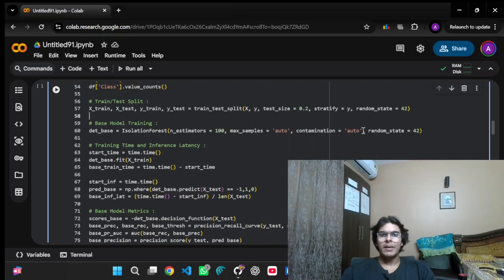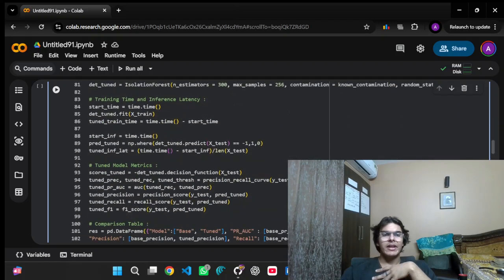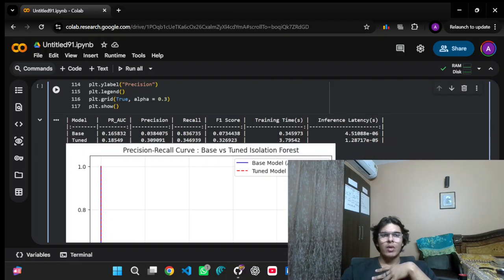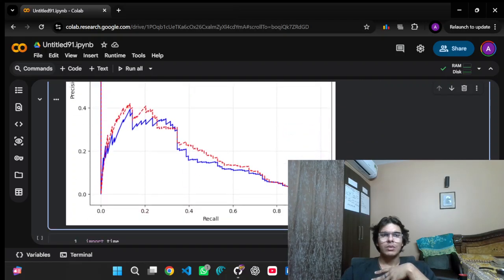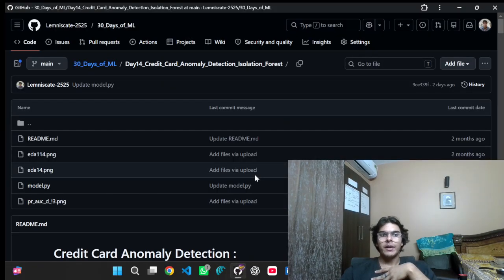So first we took contamination as auto as a baseline value, and then we gave contamination as the 0.172 value to compare. Training time, inference latency, this is all typical. The training time for the tuned model was of course a bit larger, which is expected. Inference latency, again, is a bit slower, but it is all understandable. And of course the values for the tuned model came out to be better. You can understand this graph as well. So I think this is it for the anomaly detection model.